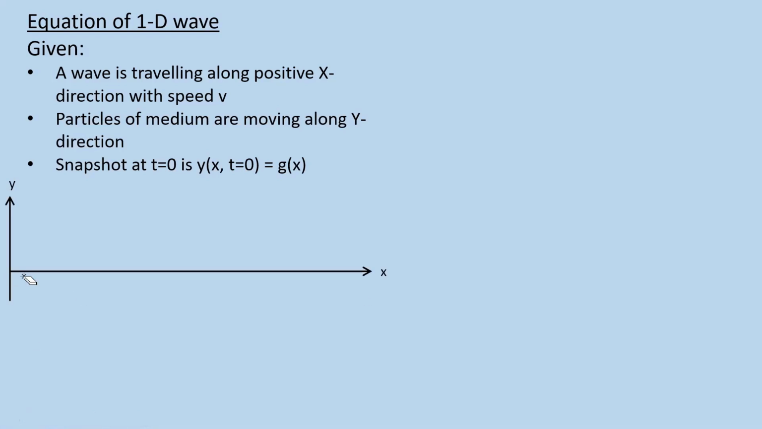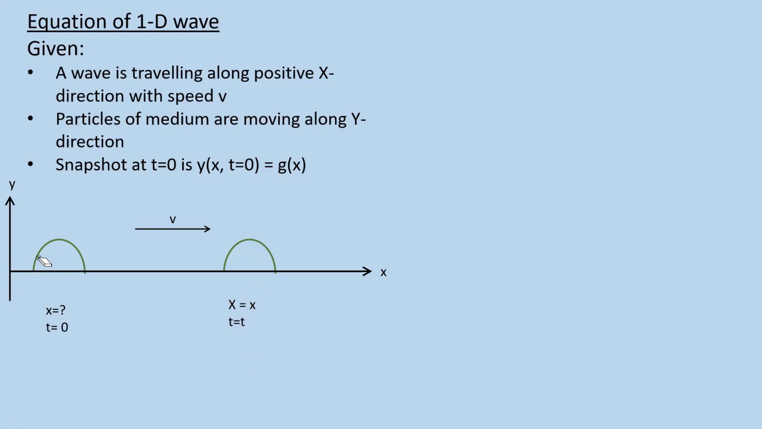Suppose this is the x-axis along which the medium is there, and the wave is traveling along the x-axis. This is the y-axis, and this is a snapshot at t equal to 0, and the wave is traveling along the positive x direction with velocity v like this. To find the wave equation, we should know the value of y as a function of x and t. This is a general position x, and the wave has reached the general position x at a general time t, and we have to find y as a function of x and t.